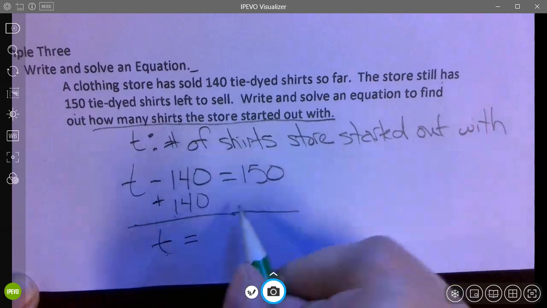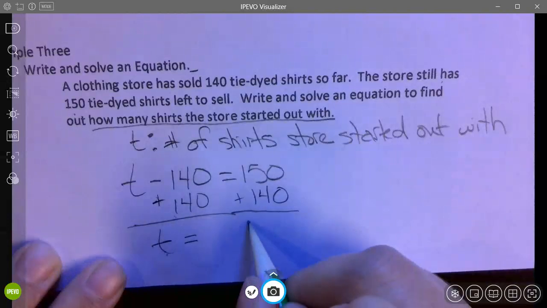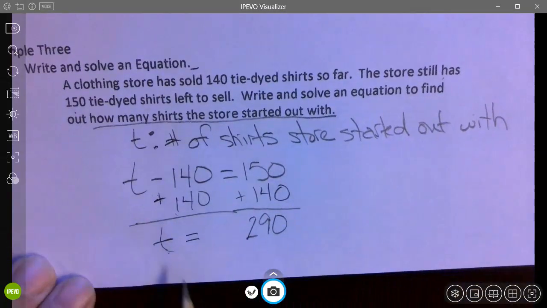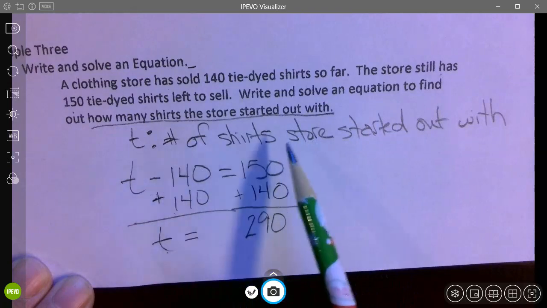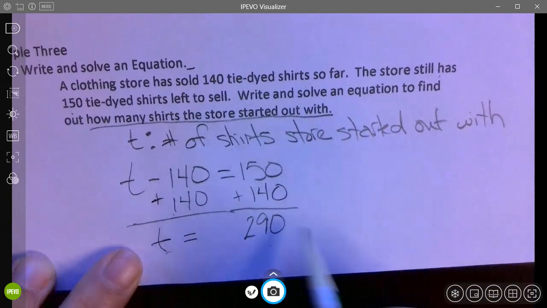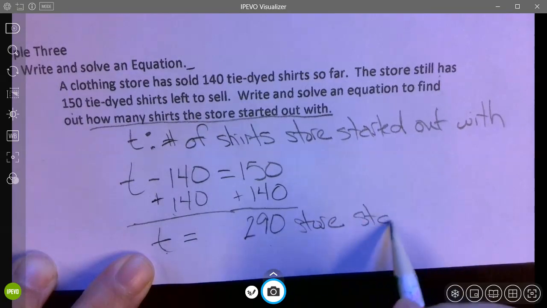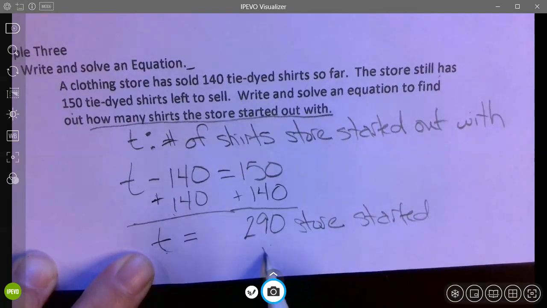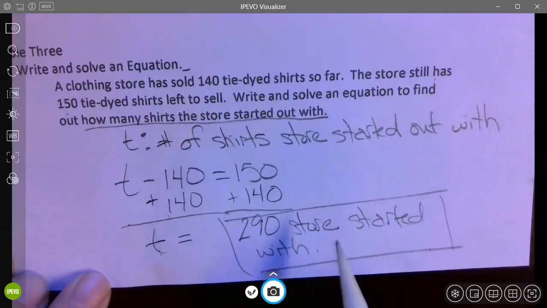And what did I do? I added 140. So over on this side, I also need to add 140. And that would equal 290. Now I can see that T equals 290. So the number of shirts the store started with was 290. I guess I should have put 290 is what the store started with.